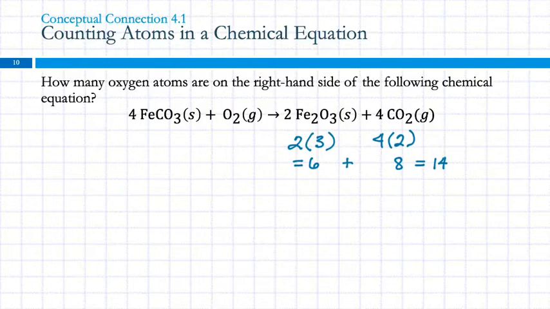Well, 2 tricycles, each tricycle has 3 wheels. There's 2 of them, so 6 wheels. 4 bicycles, bicycles have 2 wheels. 4 times 2 is 8. Add them together. It's exactly the same here, except it's hard to picture.